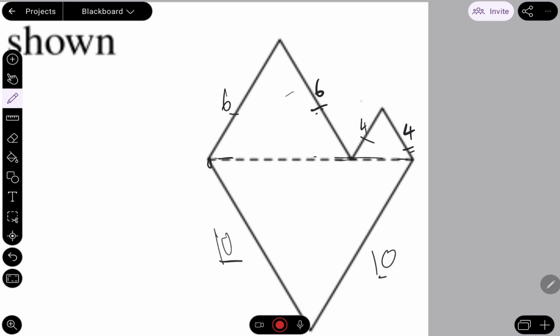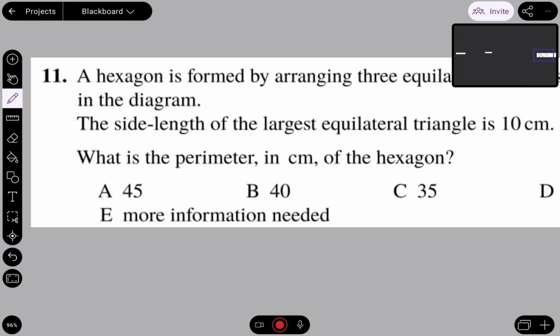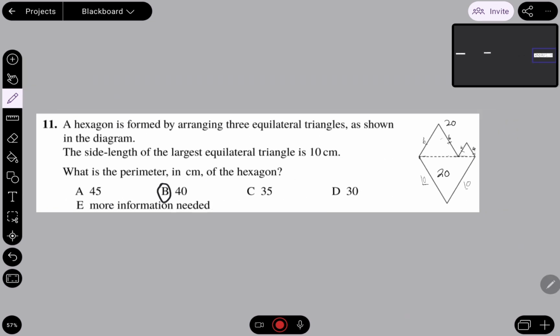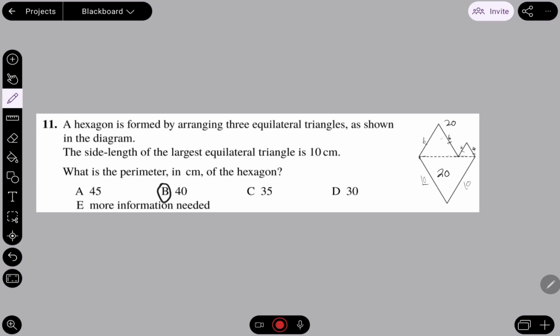So, 6 add 6 add 4 add 4 is the same as 5 add 5 add 5 add 5. The same as 7 add 7 add 3 add 3, 20. And of course, 10 plus 10 is also 20. No matter what we assumed the side length of the other two triangles to be, we get the same result of 40 centimeters. It's rarely ever that more information is needed. So if you see that, expect that there's going to be a trend.